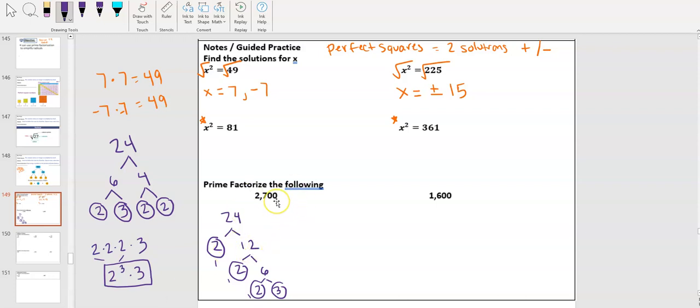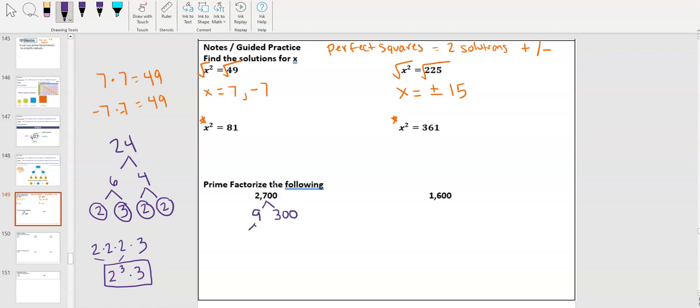So we're going to go ahead and do one of these together, and then you're going to do one on your own. All right, so we're going to break this apart. And I'm going to find two factors. Now I'm going to think 27, 7, 8, 9. I know that 27 is divisible by 9 and it goes in 3 times. And because of my zeros, I'm going to add them to the end. So I have 9 and 300.